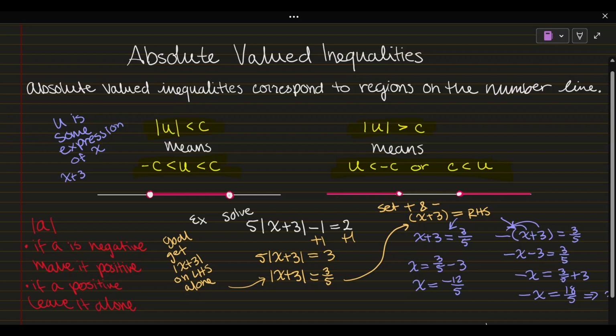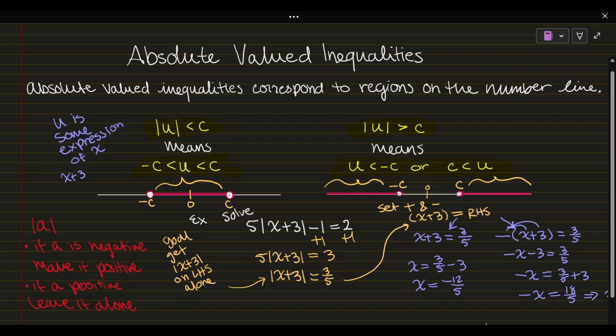If my inequality has the absolute value of u is less than c, then u is between negative c and c. So what does that mean? If this is negative c and this is positive c, and 0 is here, u is somewhere in this interval, okay? If the absolute value of u is greater than c, that means that u is less than negative c, or c is less than u. So if this is negative c and this is c, u is somewhere here, or u is somewhere here. It's not in between negative c and c.